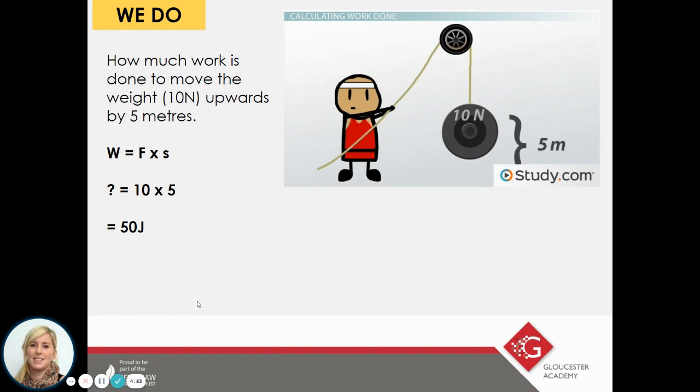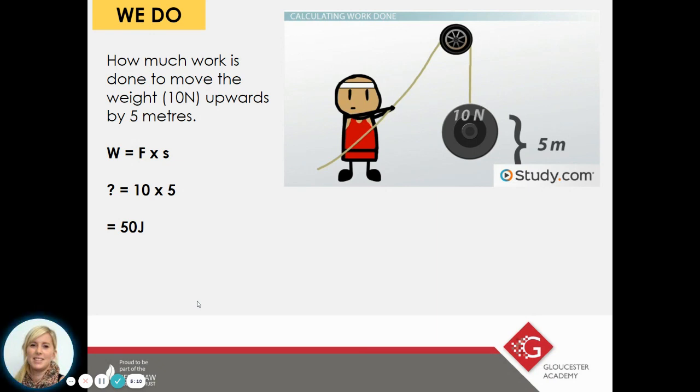So let's do an example together. So this little animated character is trying to pull the weight up, and they're going to try and pull it by a distance of 5 meters. So they want to pull it 5 meters upwards, and it's going to take a force of 10 newtons to do so.